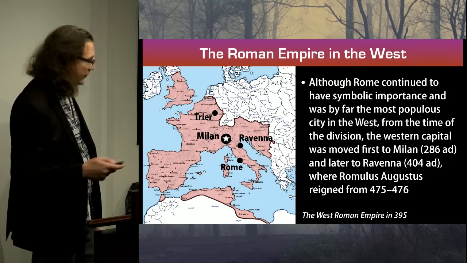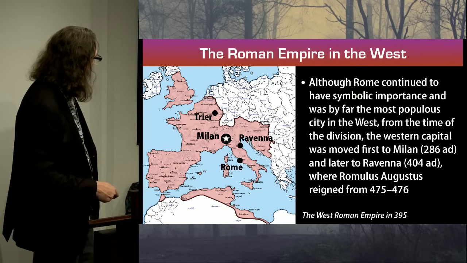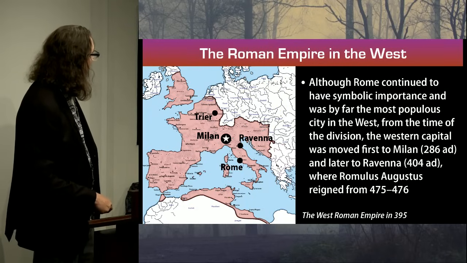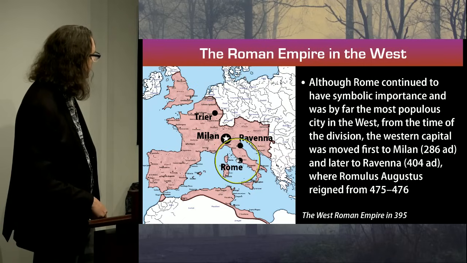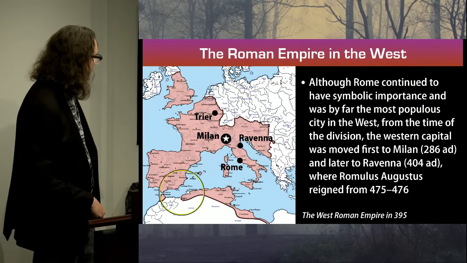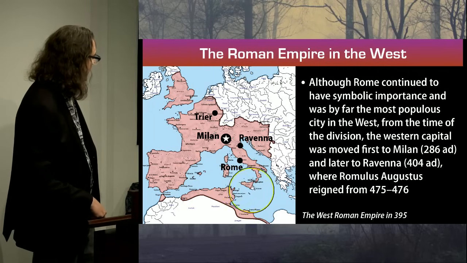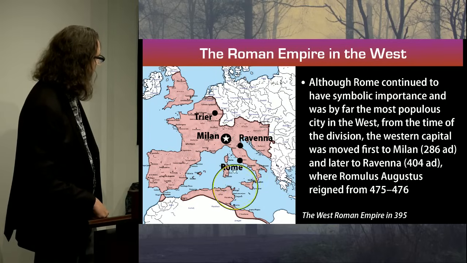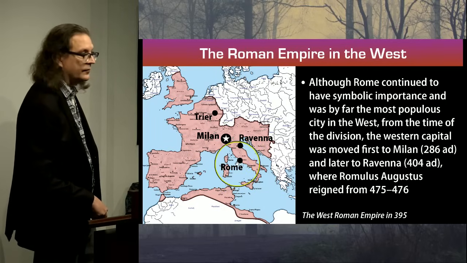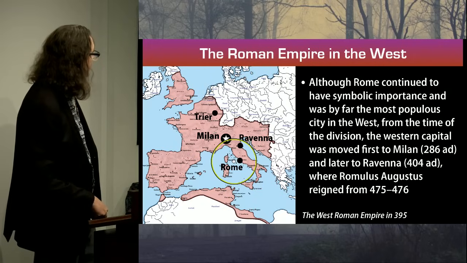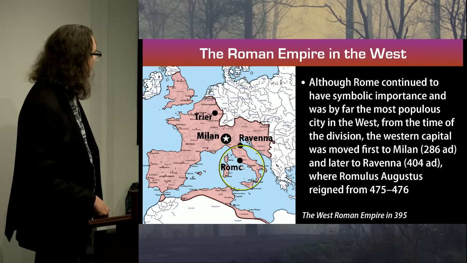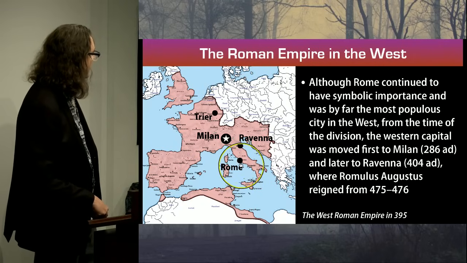Although the city of Rome, this was the Western Roman Empire in 395, continued to have symbolic importance, and Rome was by far the most populous city in the West, it still relied on massive imports of grain from Sicily especially, but also North Africa, in order to feed as many people as were there.